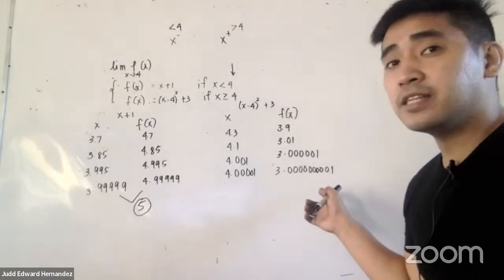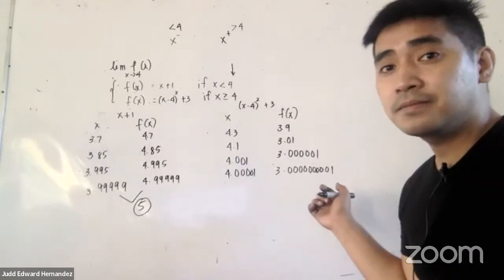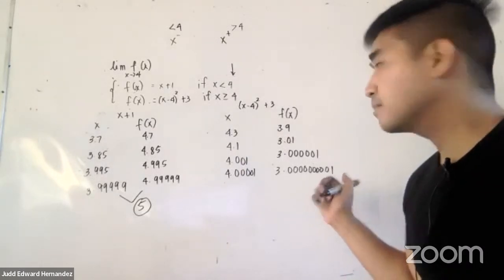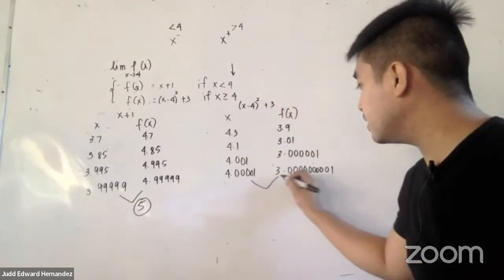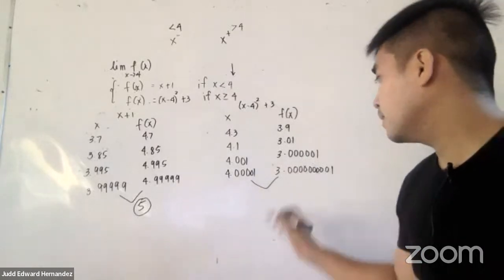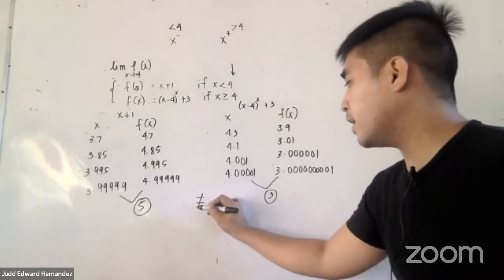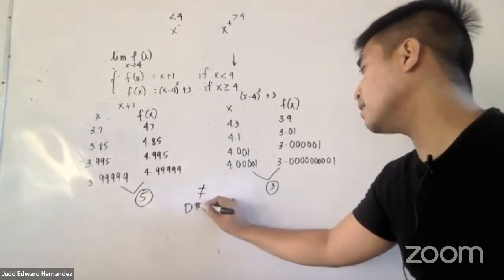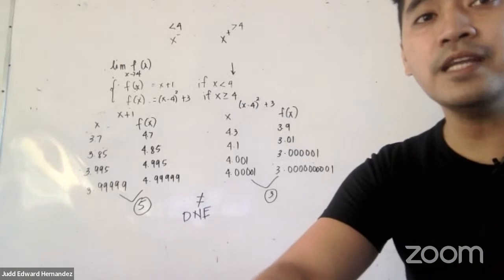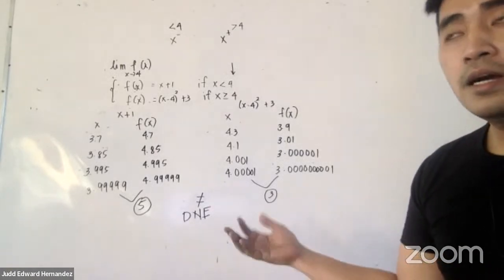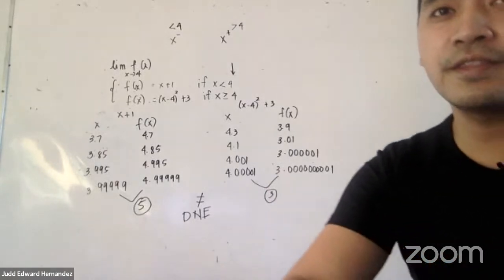Did you get the same resulting values of f of x? Same po ba yung nakuha nyo na value nito? Therefore, we can say that this is approaching 3 po. 3. Is 5 equal to 3? No po. Hindi po. Therefore, we could say that the limit does not exist. Okay. Are we clear? So this is an example that the limit does not exist. Maliwanag po ba yun?